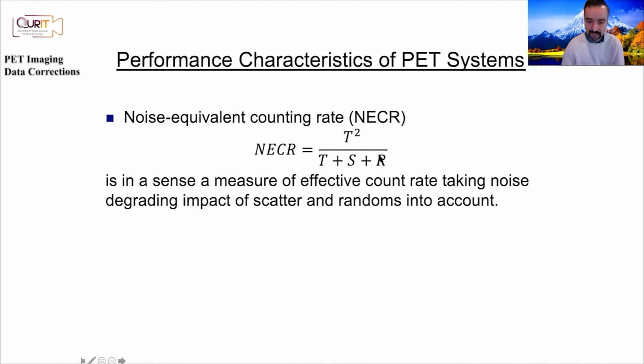And it is, in a sense, a measure of effective count rate, taking the noise-degrading impact of scatter and randoms into account. So imagine if S and R were 0, if you had no scattering and no randoms, then you just reduce to Poisson statistics of a pure clean signal. But because of these two events, the effective count rate is degraded. This number reduces.